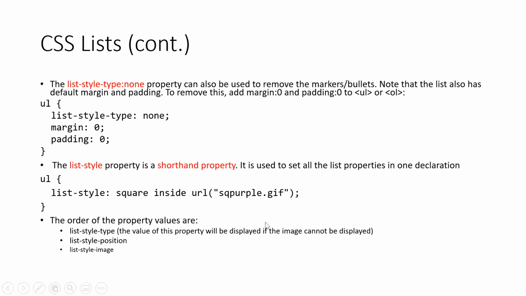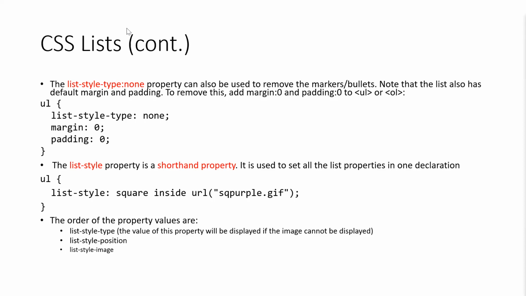Let me show you one example. Let me put some lists. For example, let's say I have some links. I'm going to say unordered list, UL slash UL. And then I'm going to put some list items. Let's say home, slash li, about us, slash li, resources, slash li, contact us, slash li.